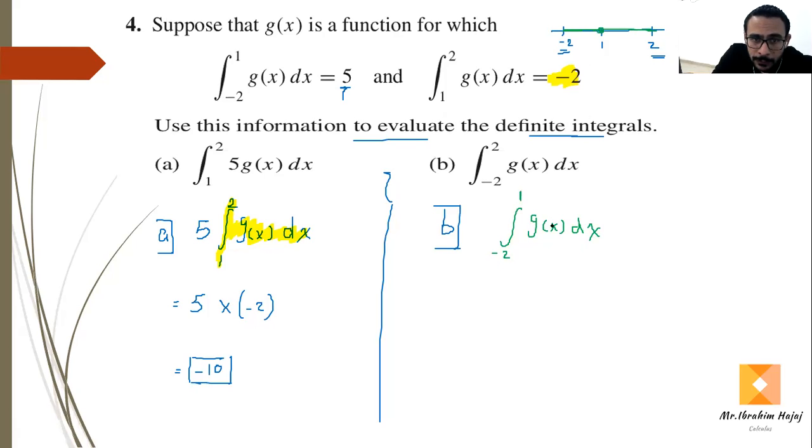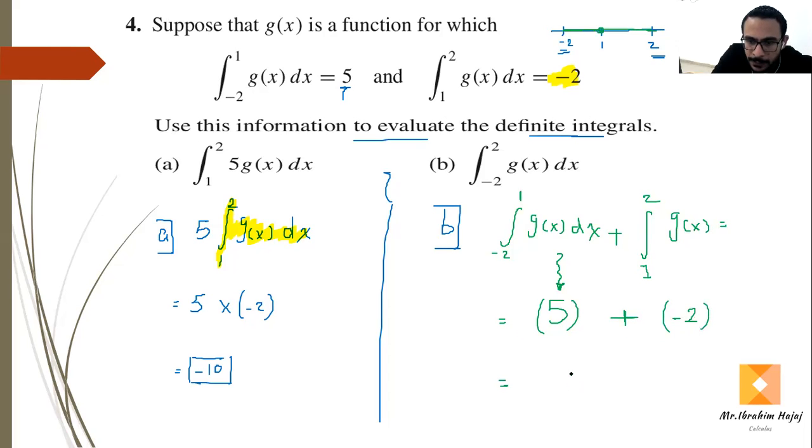From -2 to 1, it's ready, it's 5. Then plus, from the first station we go to the second station, from 1 to 2 of the same function g of x dx. This one is 5, and then plus this one is -2. Yes, 5 minus 2 is 3.